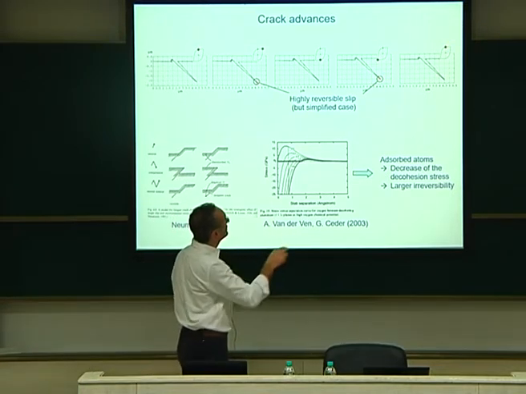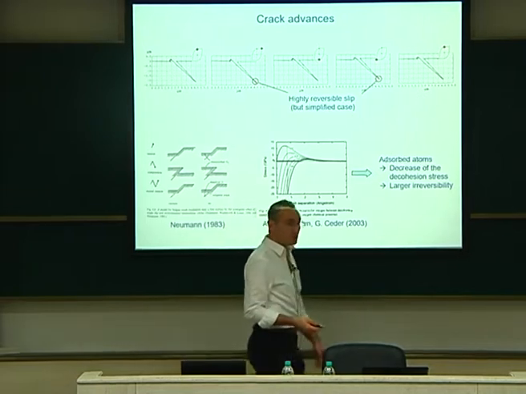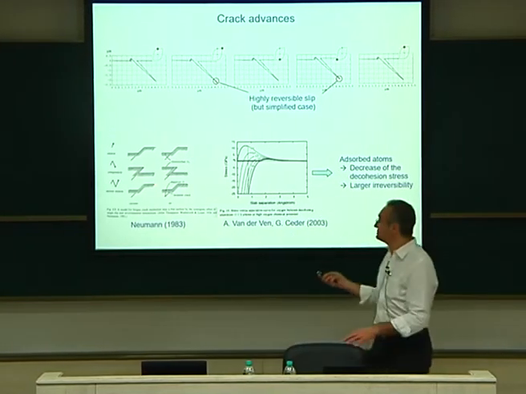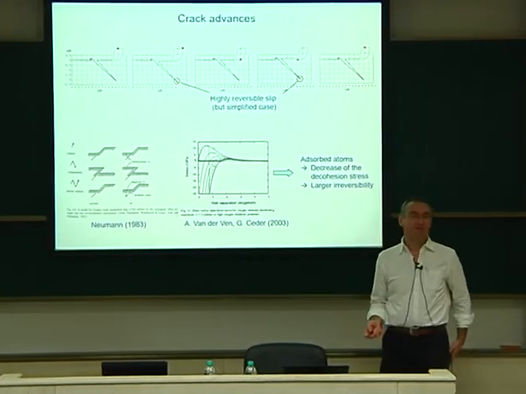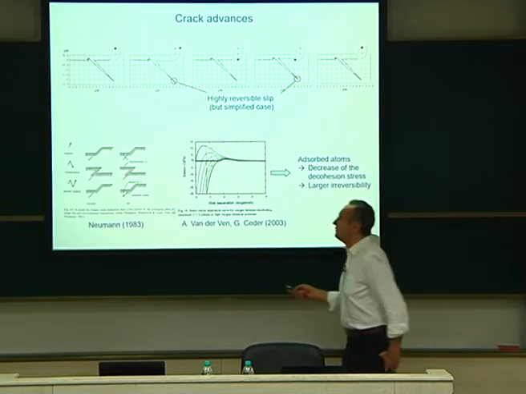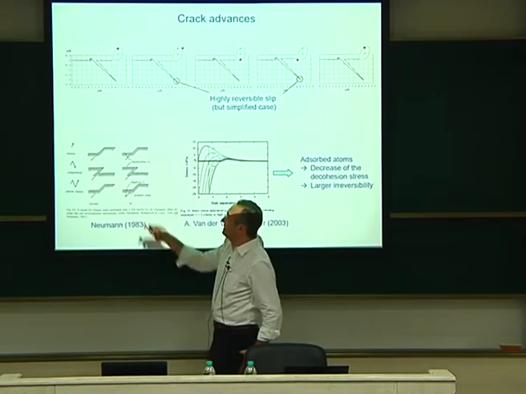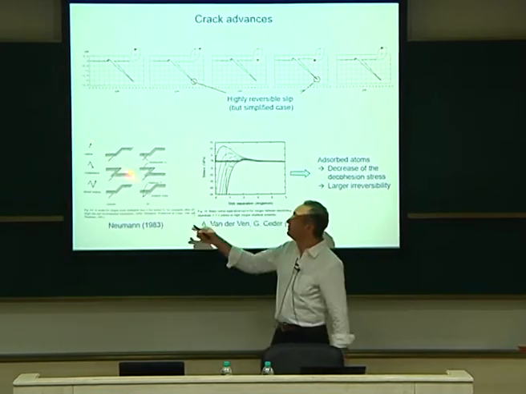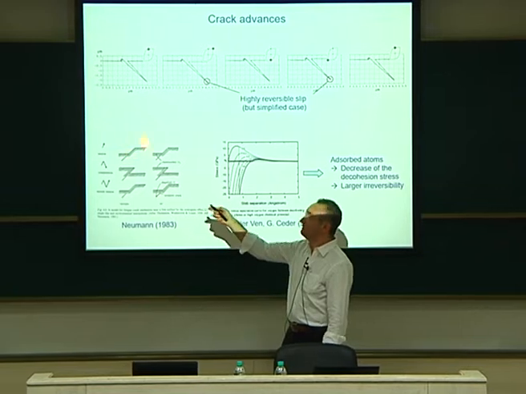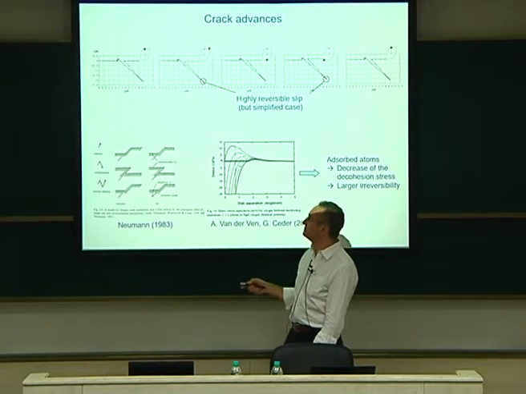So it means it's highly reversible slip, okay? But again, because of the same assumption I explained yesterday, in reality, this could not happen. In reality, when you have your crack, it's like a fresh step that you create in your sample. You will have some oxide coming there that will contaminate the surface.